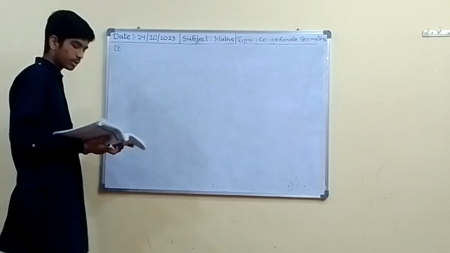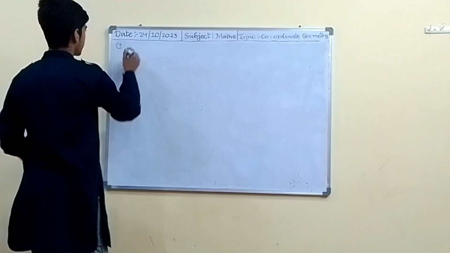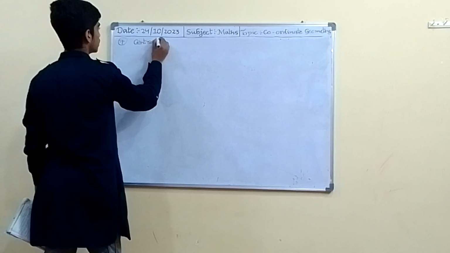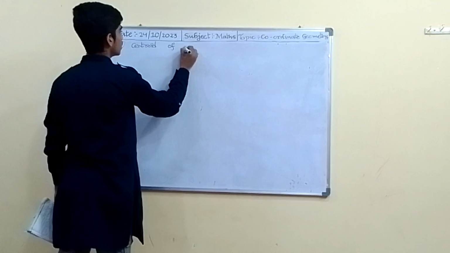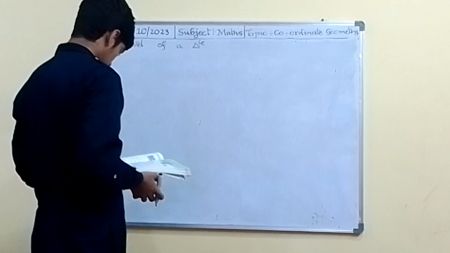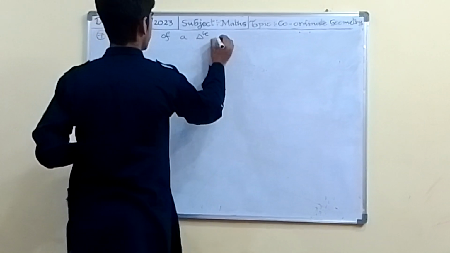Here I forgot to write a formula: centroid of a triangle. Centroid of a triangle is the point of intersection.